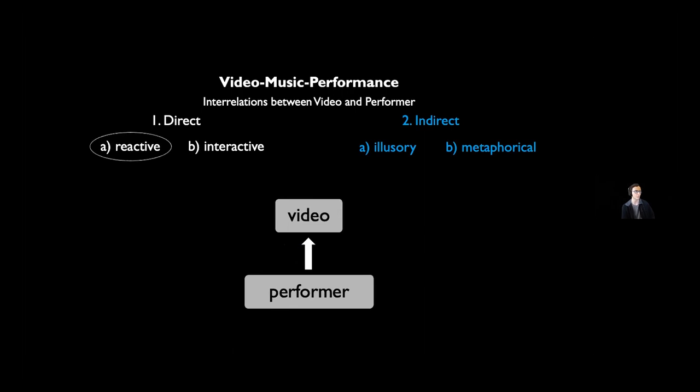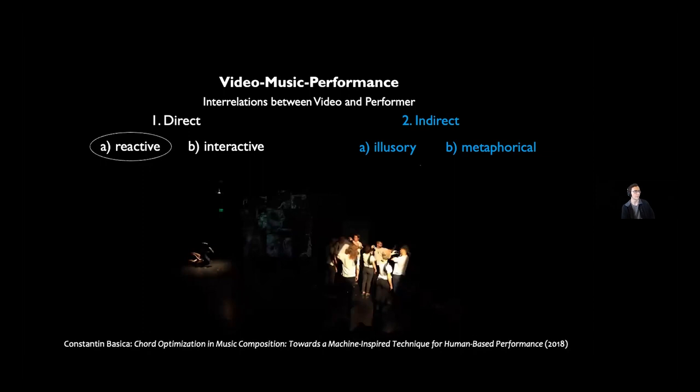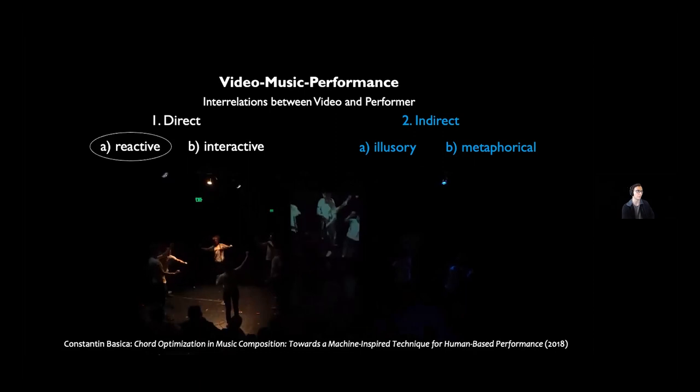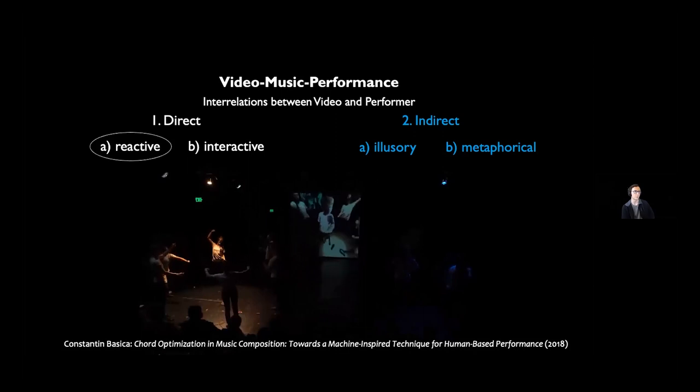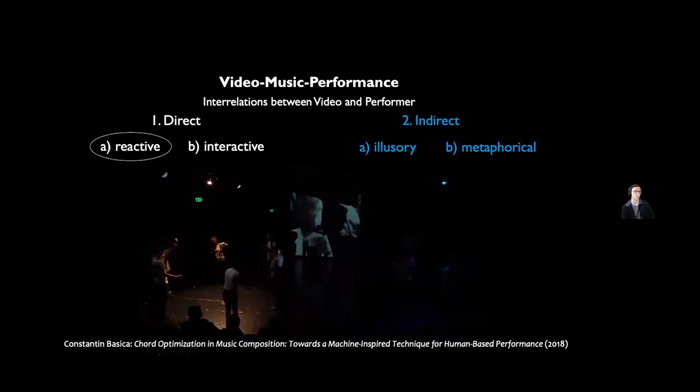Some reactive connections where the performer is influencing the video or is somehow appearing in the video directly. In this piece, each performer has a smartphone in their hand, and they transmit a specific video to the projection. And here we have a 360 camera that rotates and looks around the performers, seeing both the live performance as well as 3D models that act as a sort of doppelgangers.